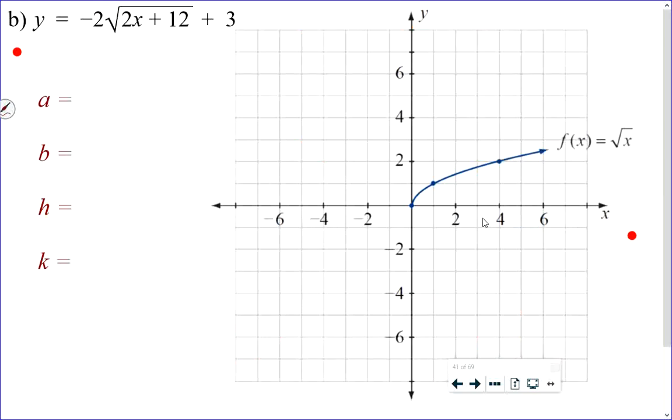All right, let's take a look at this one. I would like everybody to take a minute and write out what a, b, h, and k are equal to before we continue.